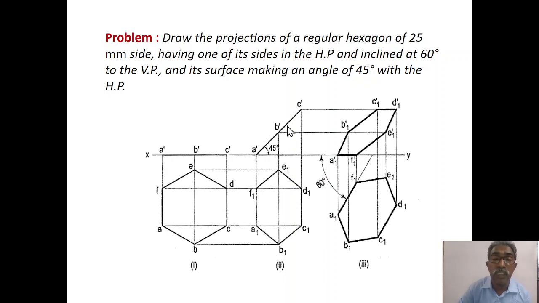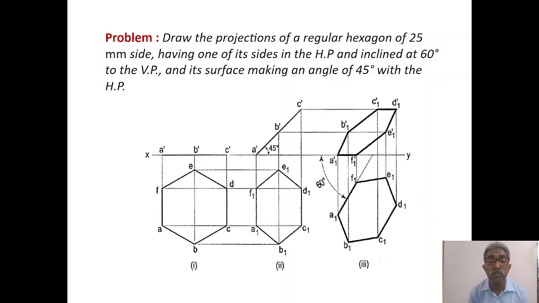Then in the same way, draw the projectors perpendicular to the xy. Then from the previous top view, draw the lines parallel to the xy. Mark the points of intersection. Here we will get the top view. This is the reduced hexagon when the plane is inclined to the horizontal plane and perpendicular to the vertical plane.